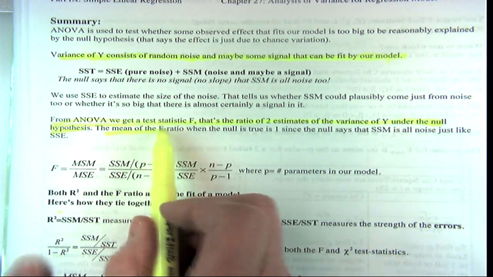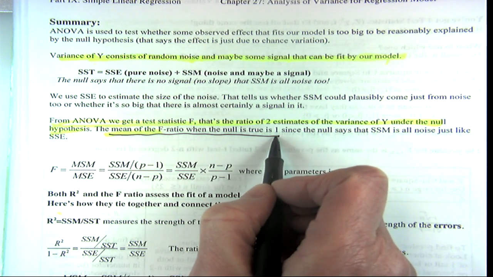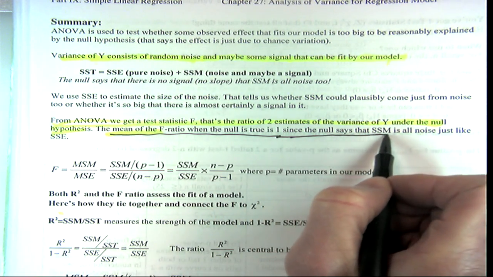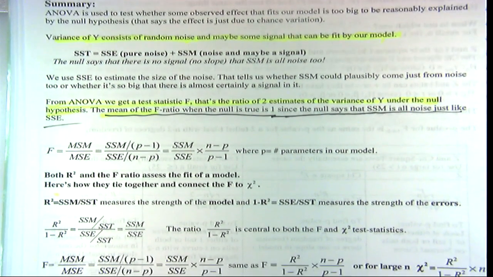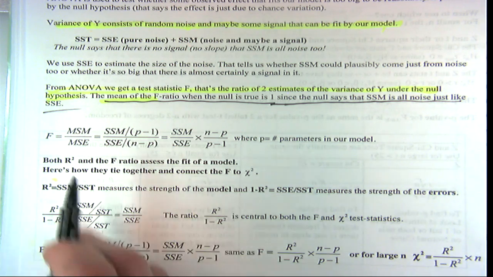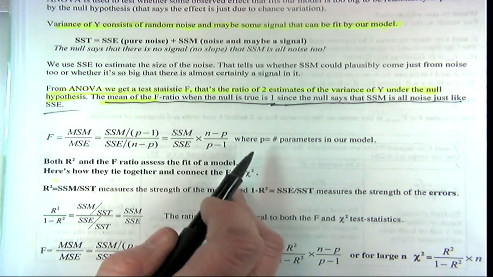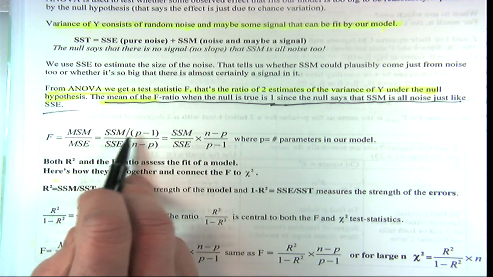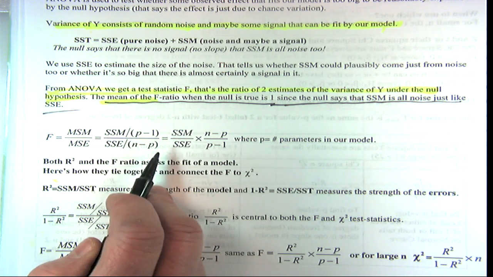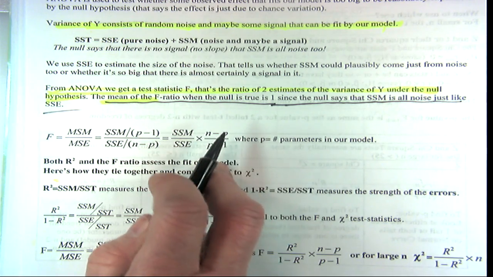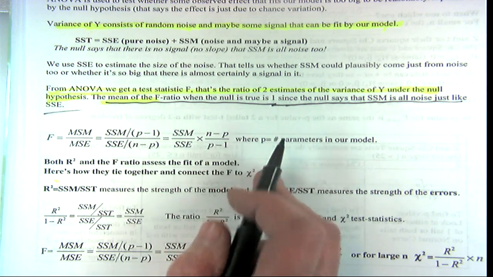Okay, so the mean of the F ratio, what we just talked about, when the null is true, is 1, since the null says that they're both noise. And this is what the F statistic is, right here. It's the ratio of these two divided by their degrees of freedom. And this makes the F centered at 1 when the null is true.